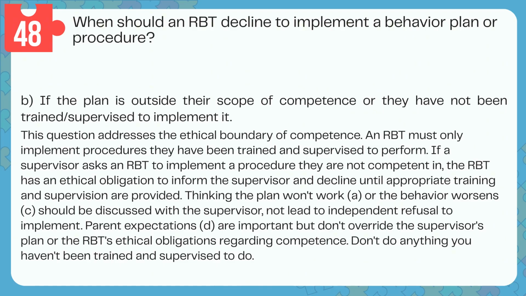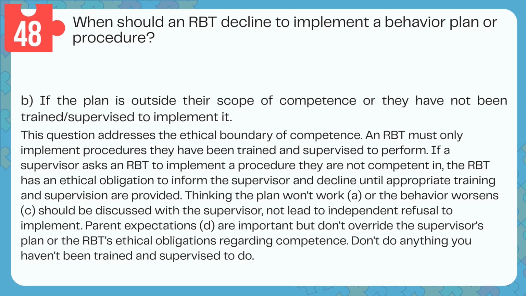Answer B. If the plan is outside their scope of competence or they have not been trained/supervised to implement it. Explanation. This question addresses the ethical boundary of competence. An RBT must only implement procedures they have been trained and supervised to perform. If a supervisor asks an RBT to implement a procedure they are not competent in, the RBT has an ethical obligation to inform the supervisor and decline until appropriate training and supervision are provided.